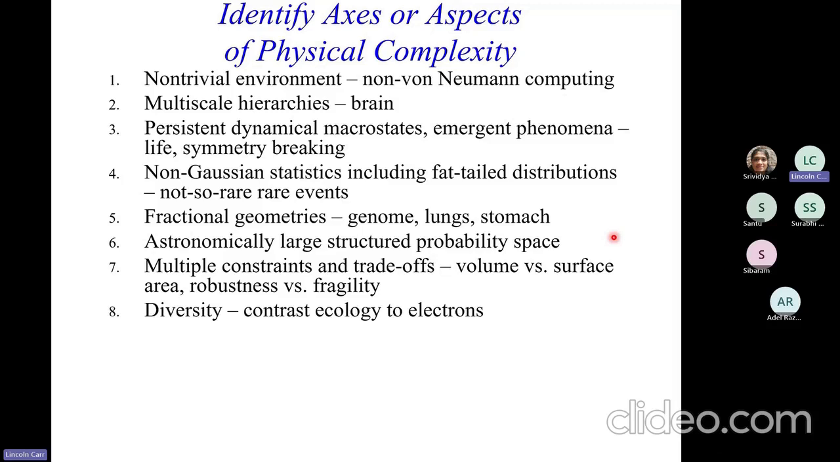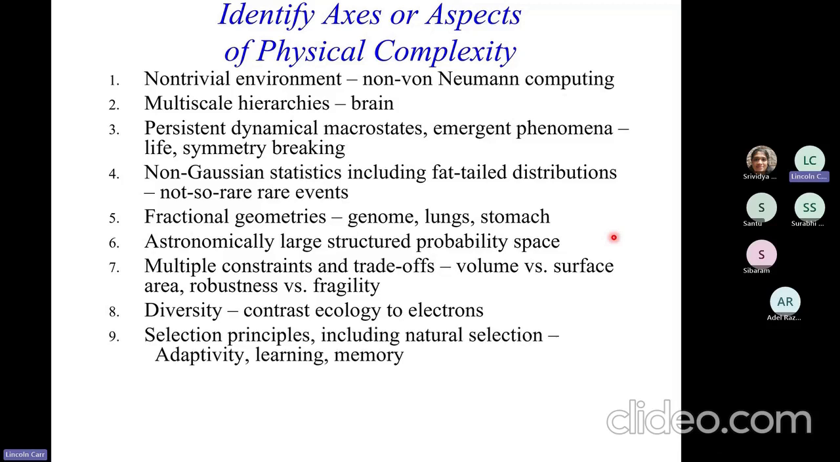Now, diversity is very key. By the way, second order entropy is a commonly used diversity measure in economics. Let's contrast ecology to electrons. For electrons, you can have two species: spin up and spin down. For ecology, you have hundreds of species interacting. Those are problems with huge state spaces, but we often don't treat them that way.